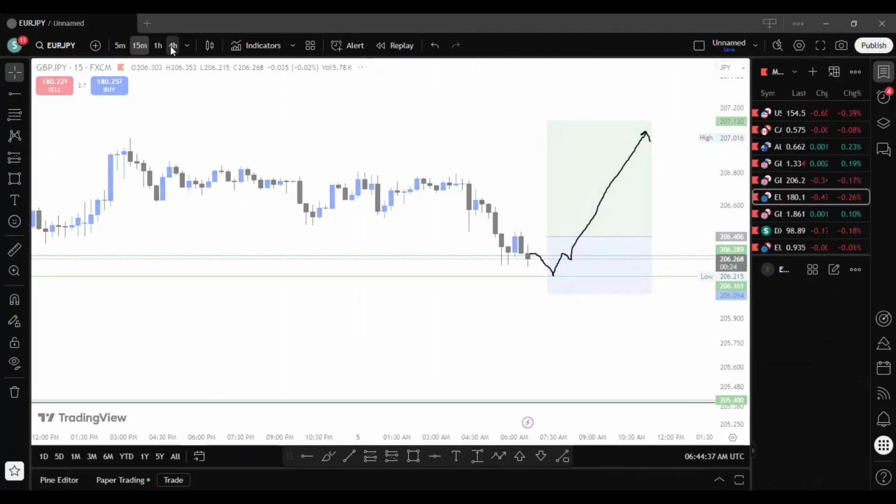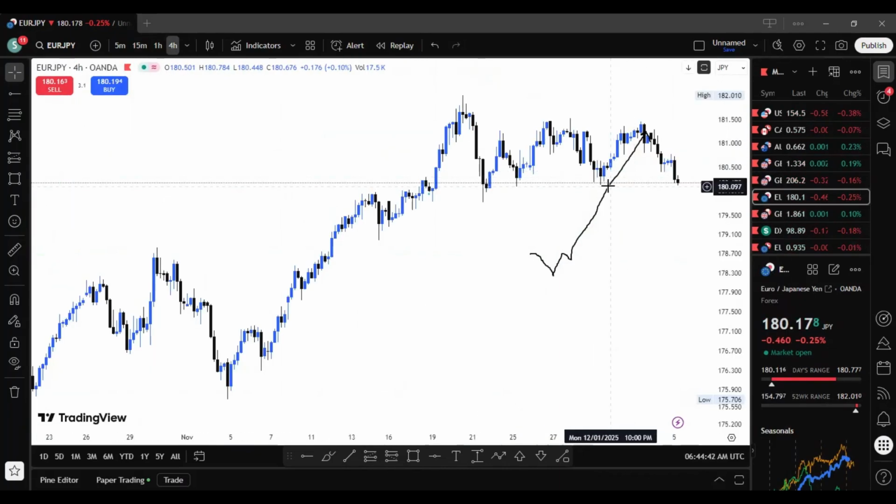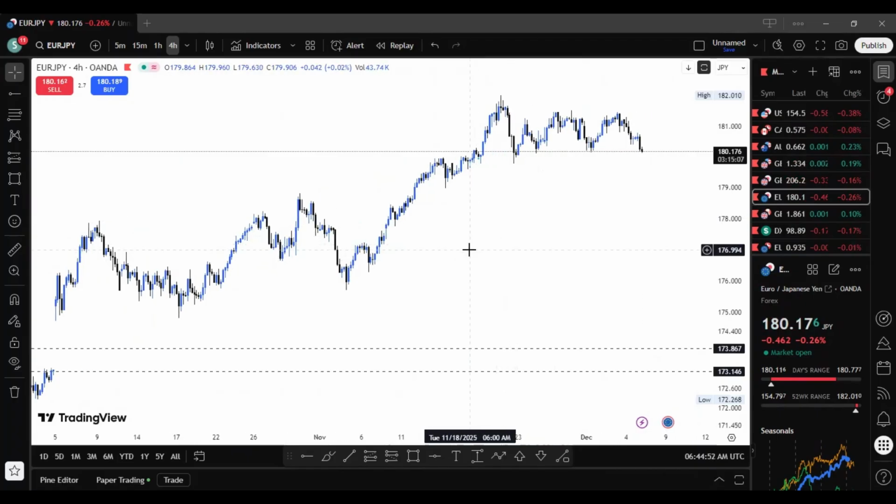Let's see Euro JPY. Let's see the analysis right from here. As you can see, this pair is also in an uptrend, because what are we seeing? The price goes up, comes down, breaks the structure, comes down, tries to form something here, comes down. Sorry for that, guys. And then we have this particular thing over here.